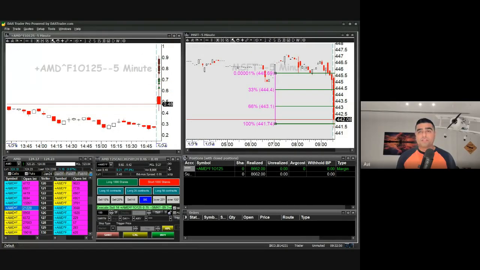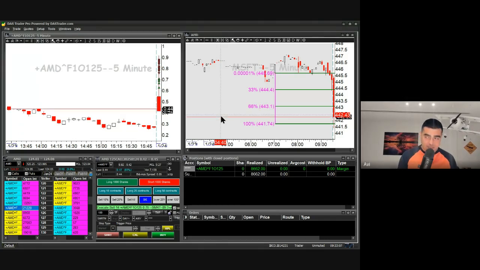AMD, yeah, you could. But you see, just real quick, first on Microsoft, you can see I've moved the measure from the bottom of the 8 a.m. candle all the way down. So it's basically 4 measures or 3 measures. And I expect Microsoft to have trouble down in this 441.50 area.